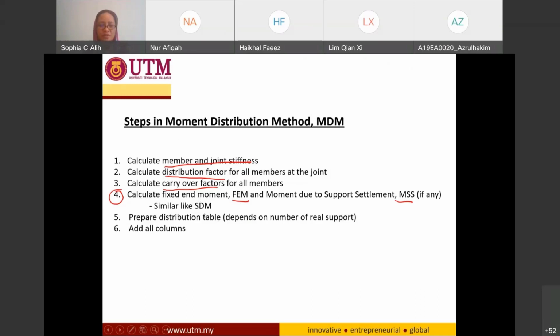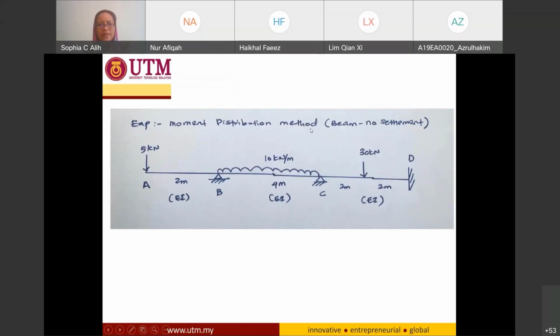Okay, but of course, right now it doesn't make too much meaning if I just tell you all the 6 steps before we look into them in detail. So I take back the example that we have already solved using the slope deflection method, the first method.